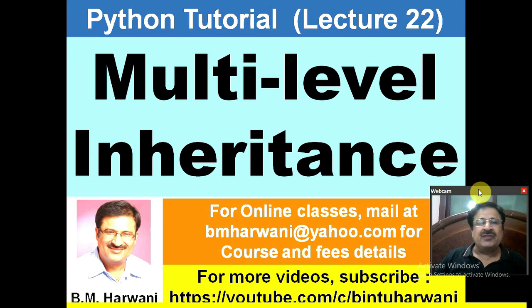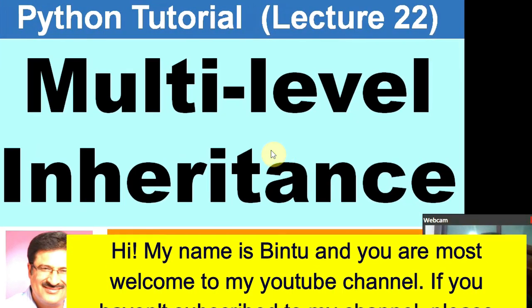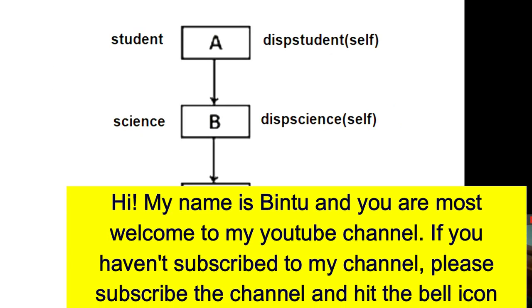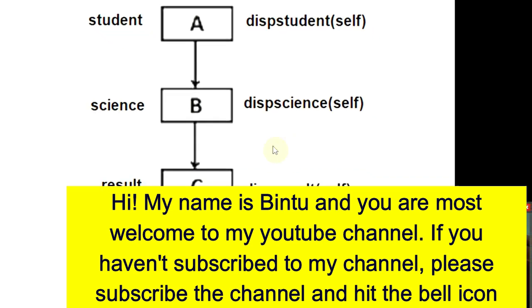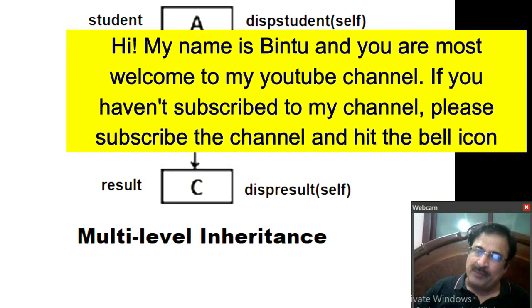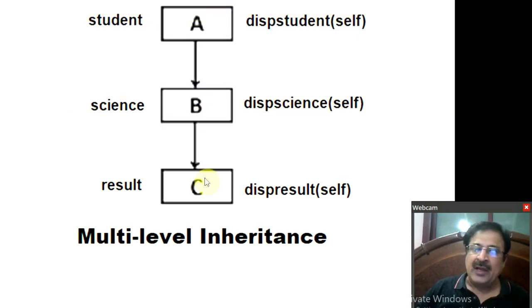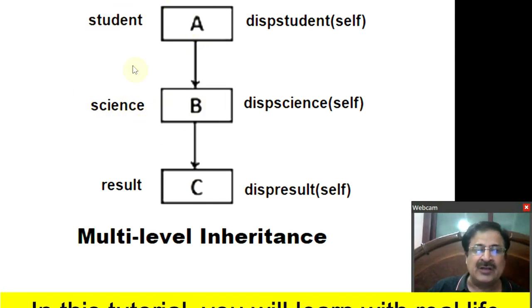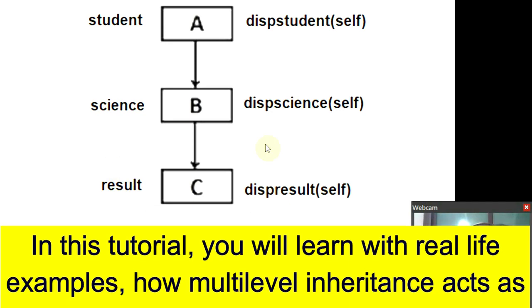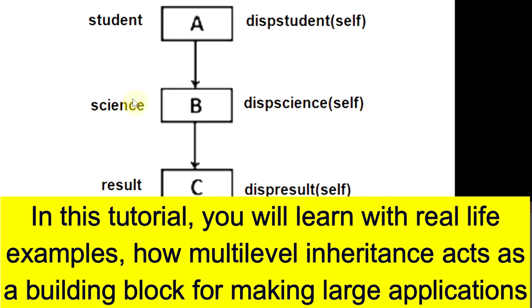In this lecture we will be learning about multi-level inheritance, and this is how multi-level inheritance is done. Assuming that there is a class A, there is another class B. Now B class is inheriting the A class and there is another class C which is inheriting the B class. Assuming that the class A is student class, the science class is inheriting the student class, and there is a result class which inherits the science class. So what will be the benefit of it?